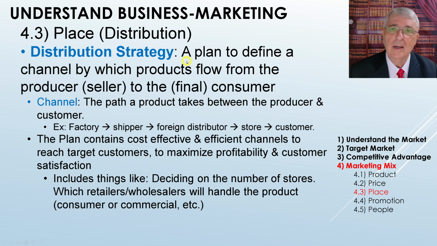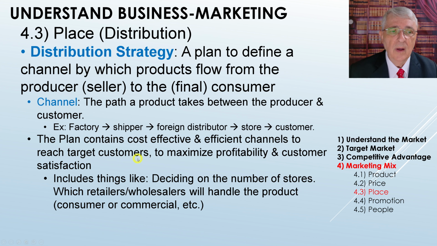Distribution. So the distribution strategy is very important. If you're selling in the wrong place, your customers are never going to find your products, quite simply. A distribution strategy is a plan to define a channel by which products flow from the producer, the seller of it, to the final consumer. A channel, by definition, is the path a product takes between the producer and the customer. So say you're manufacturing, it starts at the factory, it goes to a shipper, a distributor, goes to the store, and finally the customer buys it.